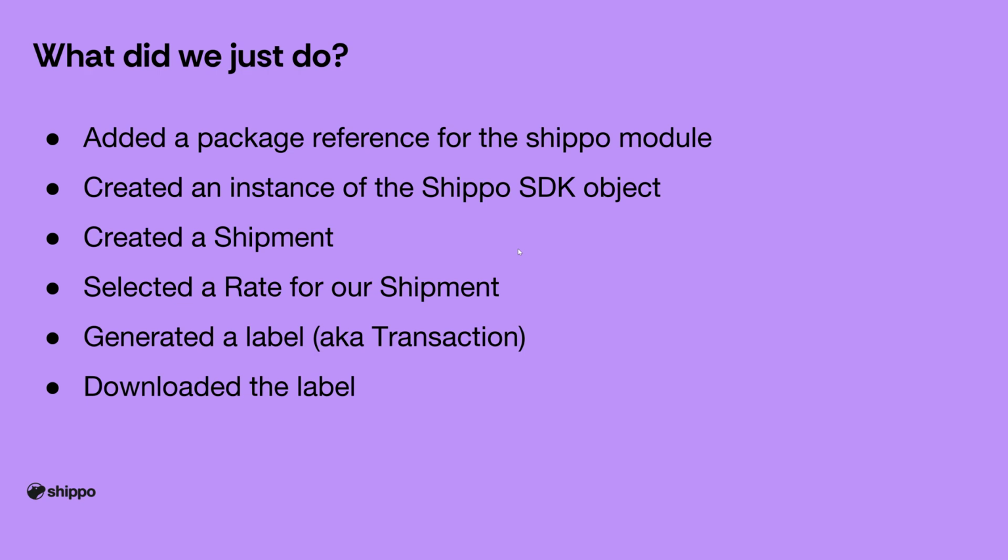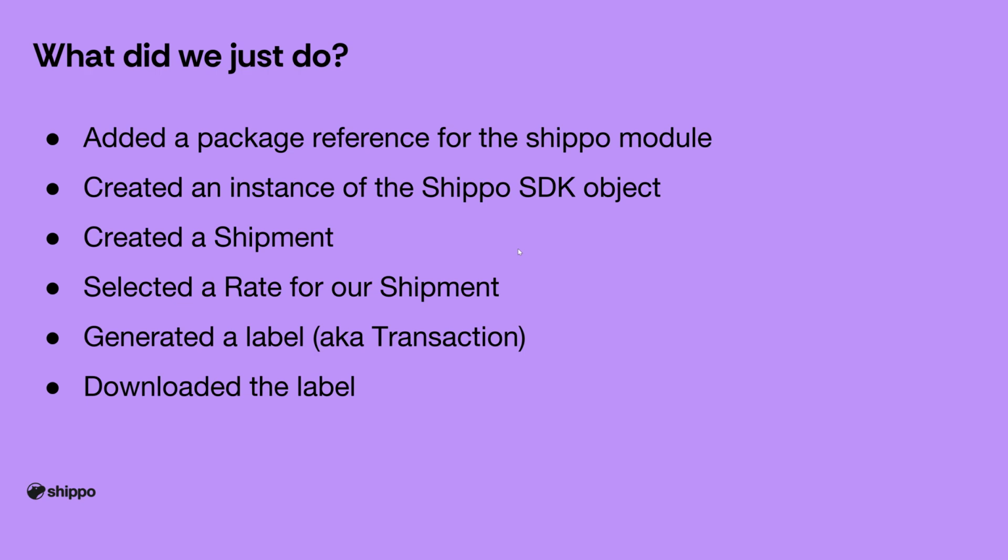So what did we just do? Well, first, we added a package reference for the Shippo module using npm to get it available to our application. Once we did that, we were then able to create an instance of the Shippo SDK object, and we passed it an API token. And again, in my case, I used the test token that I obtained from the API portal. Once I did that, I was able to create a shipment, passing it the shipper address, the destination address, and then a parcel along with dimensions and the weight.